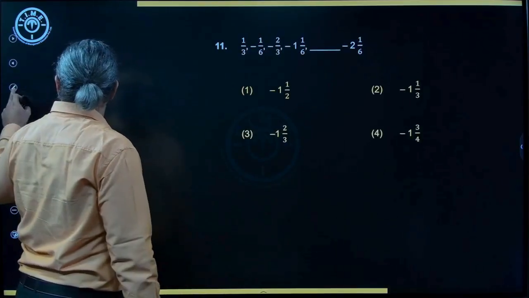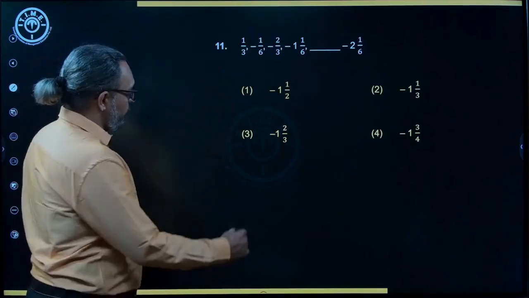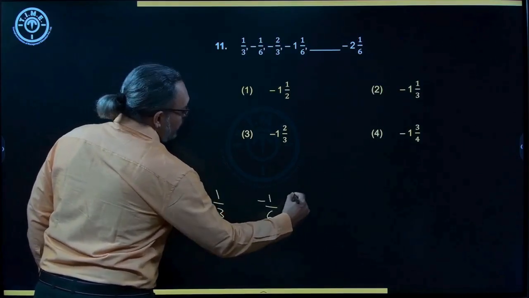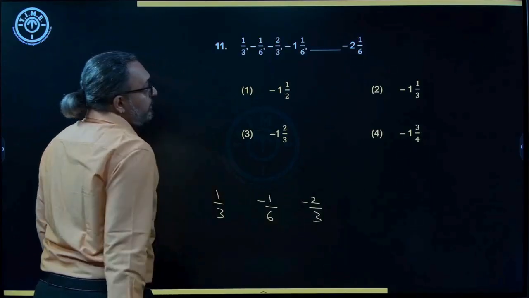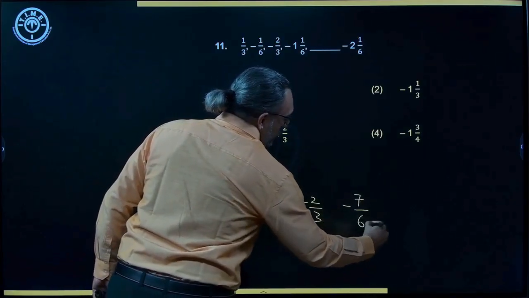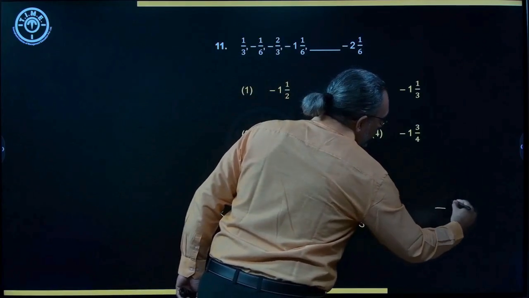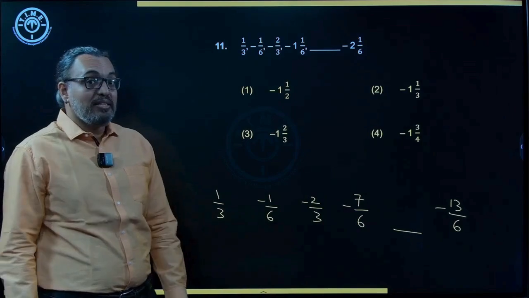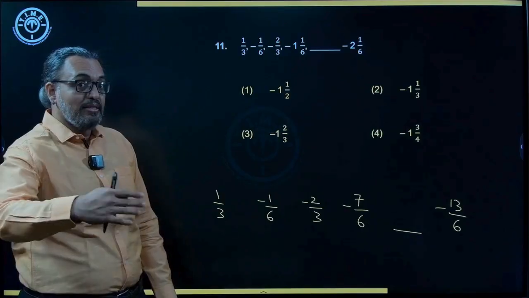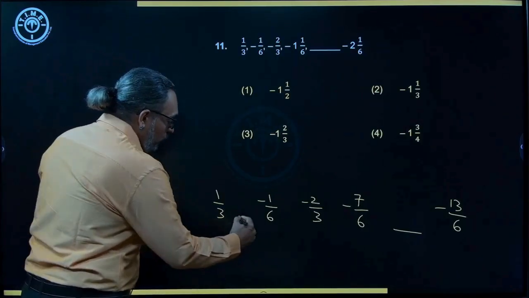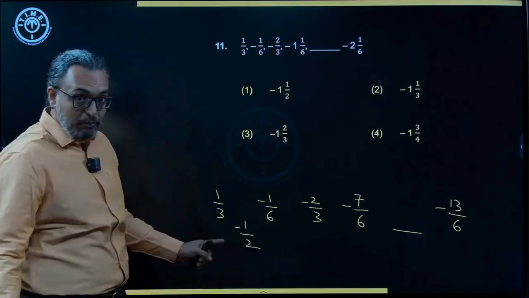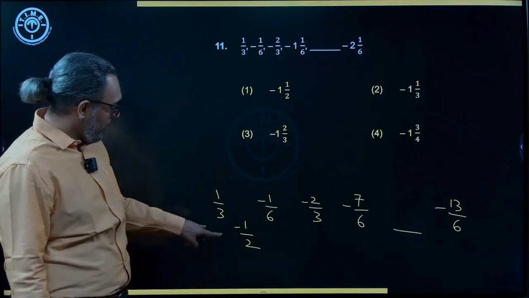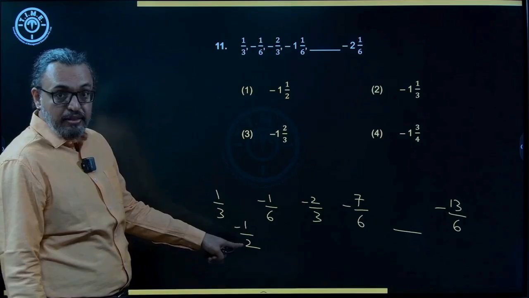Then moving on. Yes, now see, here we have 1/3, then you have -1/6, then you have -2/3, then you have -7/6, then a blank is given, and then -13/6. So basically from 1/3 it is becoming -1/6. Okay, so that means it is reducing by half. That means you are doing -1/2. So if I subtract 1/2 from 1/3, you'll get -1/6. Take an LCM, you will get it. 2 minus 3 in the numerator, which is -1.